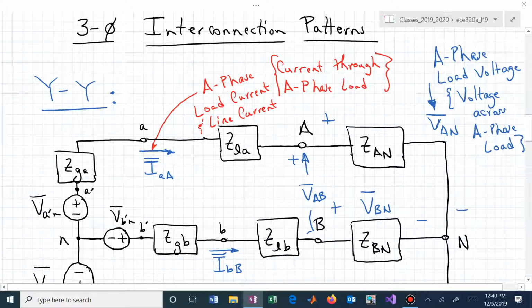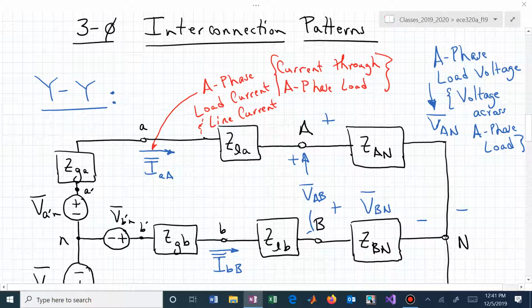In this YY configuration, the line current is the same as the phase current. The reason that is the case is because that current, I sub aA, goes directly through the load, Z sub AN, and it also goes directly through the generator. So now your line current in this YY configuration is the same thing as your phase current. If I say, what's the current in the A phase? You know that it's the same as the line current in the A phase.